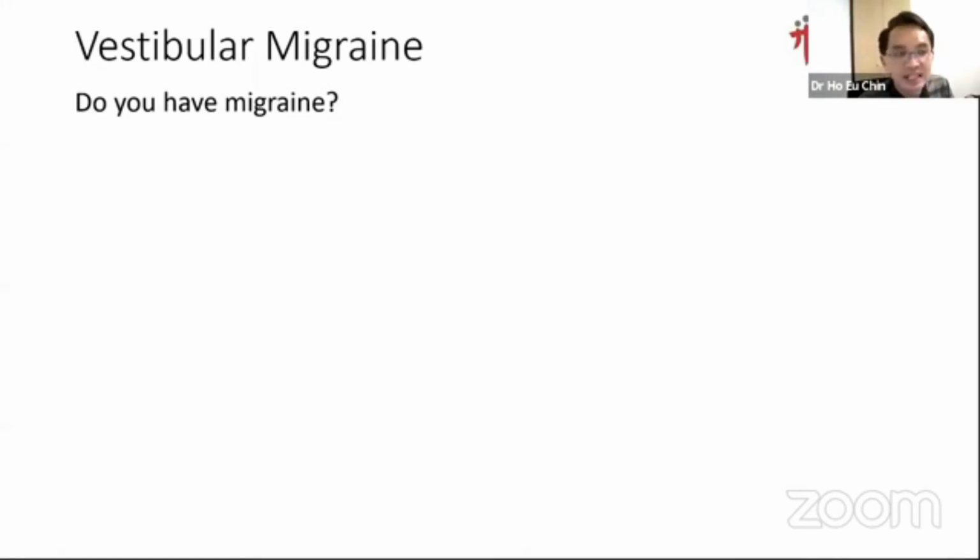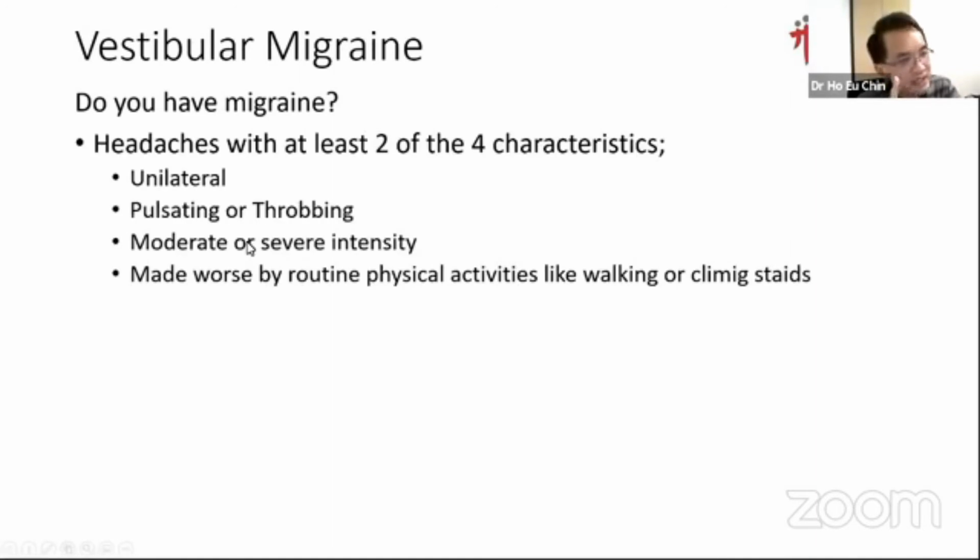So it's interesting, the statistics: up to 40% of the population have migraine, but the vast majority would not have it diagnosed. So I will ask you a few questions to help you decide if you have migraine. The first thing is headaches, right? You have to have headaches before you can be classed as having migraines. There are 4 characteristics that you can see on the screen, and if you have at least 2 of them, the more the better.